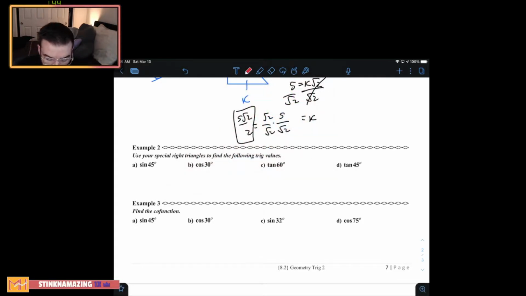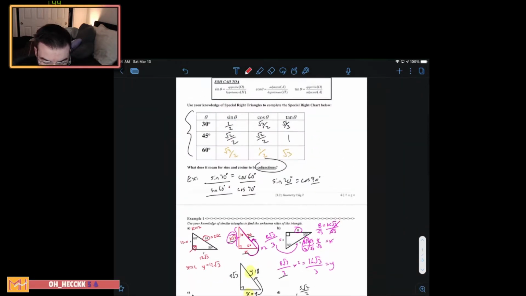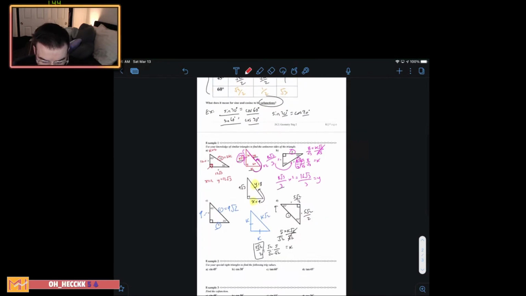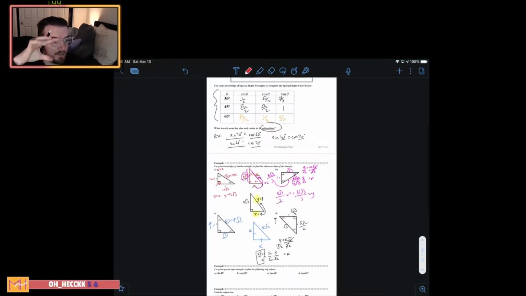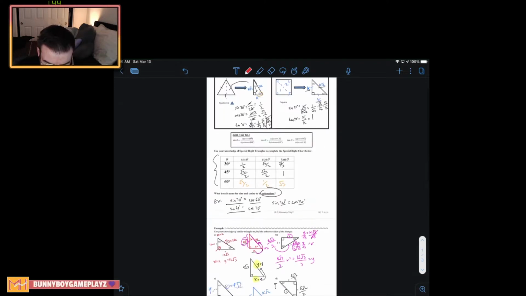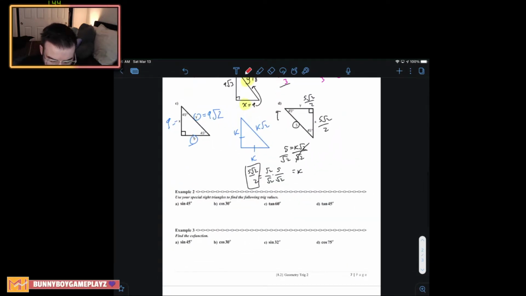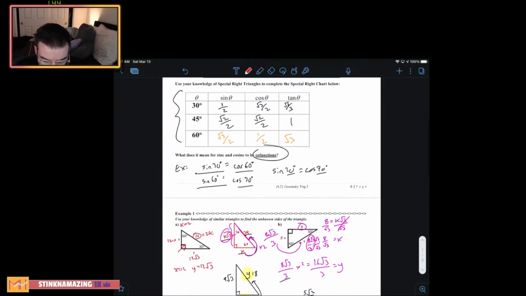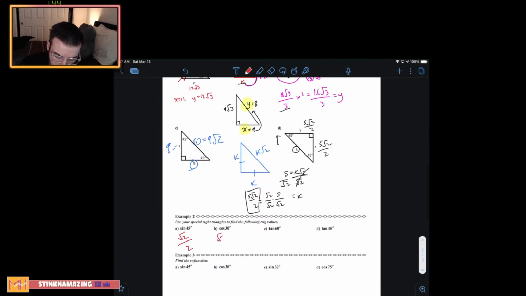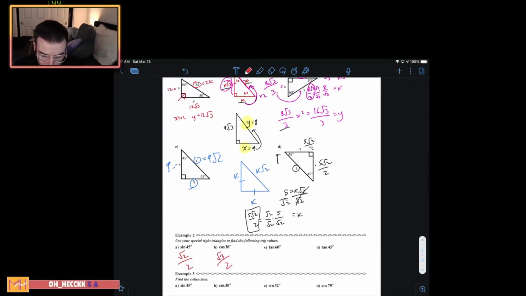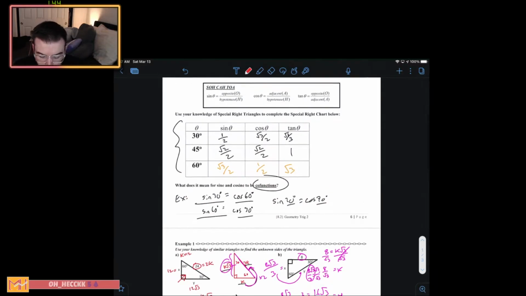Use your special right triangles to find the following trig values. Just look at the table. Sine of 45 degrees, root 2 over 2. Cosine of 30, do you know it or not? Look at the table. Cosine of 30 is root 3 over 2. Tangent of 60, it's up there. It's root 3.